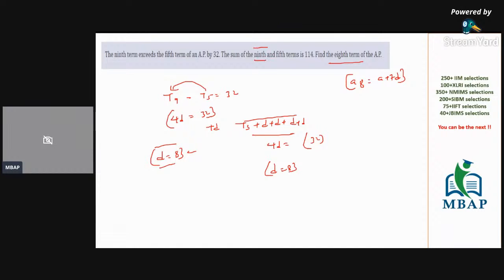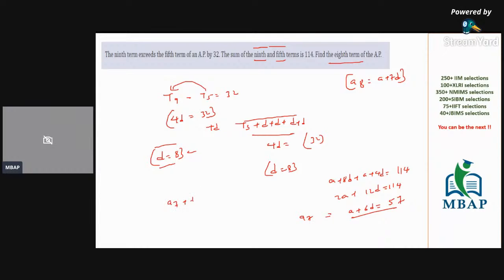It has also been given to you the sum of the 9th term and the 5th term, which is A plus 8D plus A plus 4D, is nothing but 114. So we can say 2A plus 12D is 114. Taking out 2 common, you will say A plus 6D will be how much? 57. Now A plus 6D is nothing but the 7th term, right?